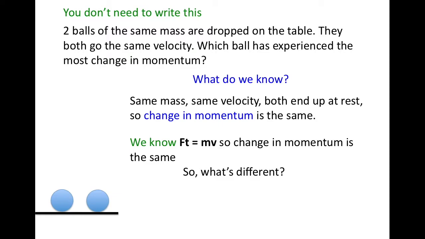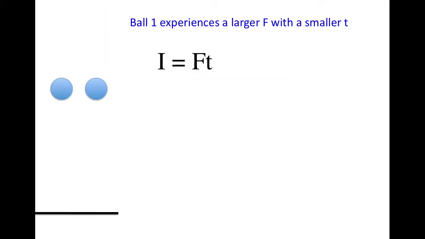What then is different? The time that each ball interacts with the table. So here we had the ball interacting with the table until it became at rest. It took a shorter time to come to rest than it did for the second ball. So ball 1 experiences a larger force with a smaller period of time, whereas the second ball experiences a smaller amount of force with a larger amount of time that force is being applied.